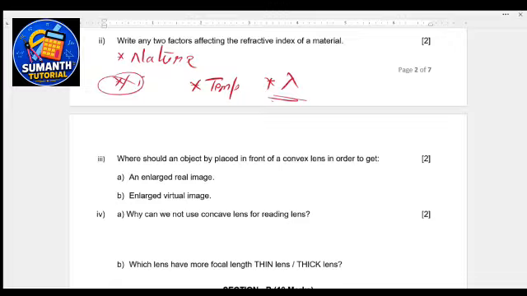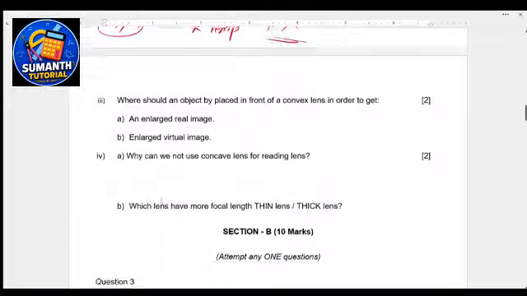The factors affecting the refractive index: nature of the medium, temperature, wavelength. Like that you can write, only two. Any two you need to list out. So you select and you write. No need to explain anything. Directly you write the factors on which it depends. That's it. Then go to the next question.